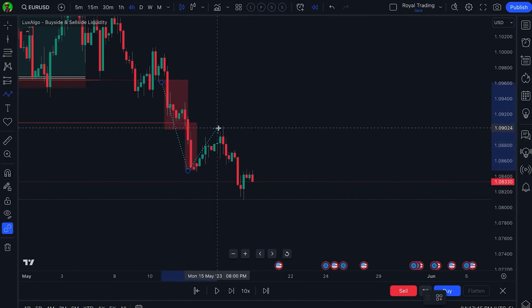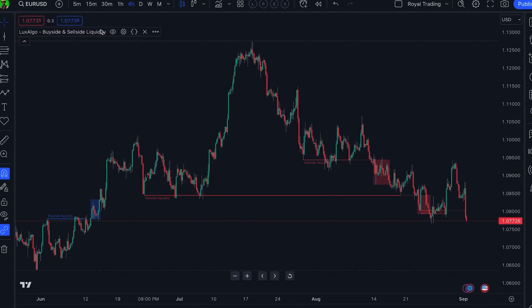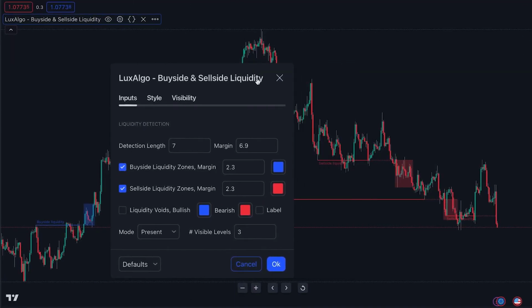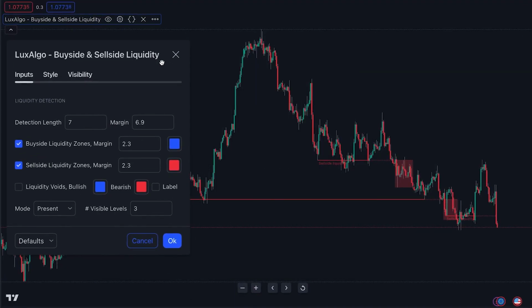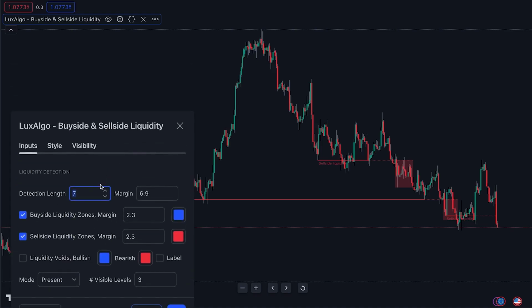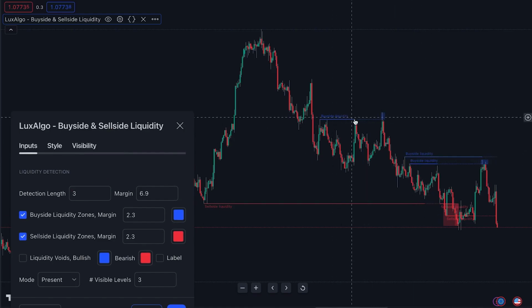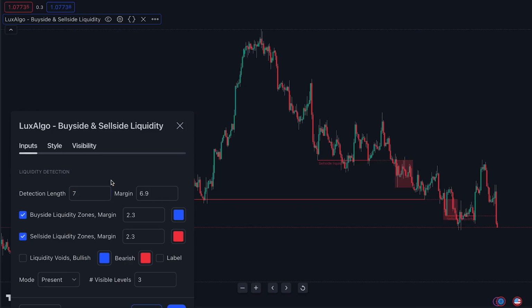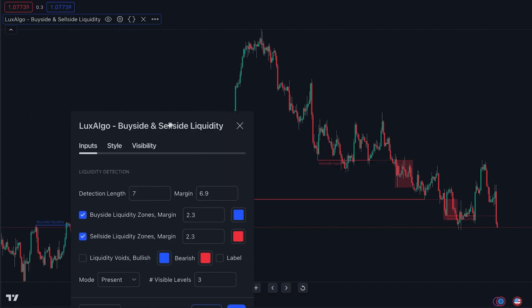If we go into the settings of the script, and I will just move this over to the side so we can see. The detection length allows us to control how far back the script checks for these liquidity areas. If I decrease it, you will notice that there are more levels shown. Unless you're scalping, I don't think you'll want to do that. The default is a good average to keep it on.